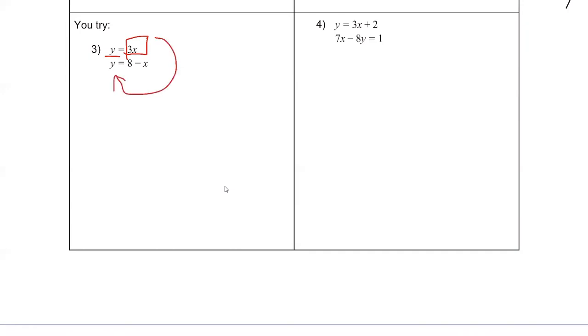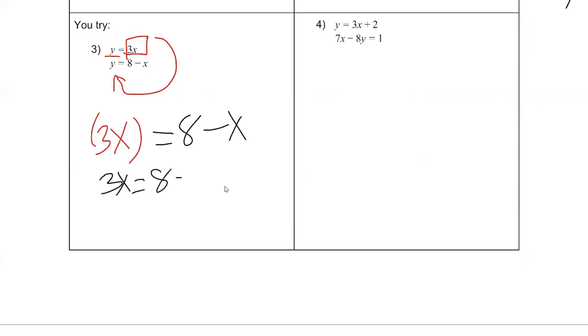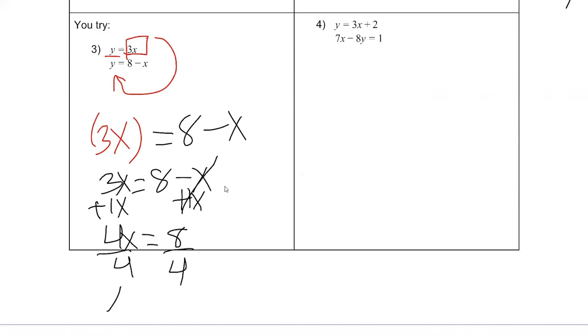So if I rewrite that bottom equation, I'm going to have 3x equals 8 minus x. And we can just solve that. So we would add this x. Remember, that's 1x, and there's no number with it. It's just one of them. That's how many x's are there. So we would have 4x equals 8. If we divide, we'll get x equals 2.